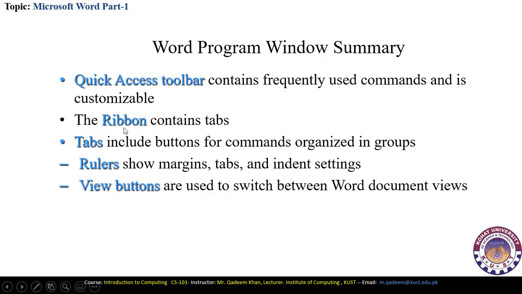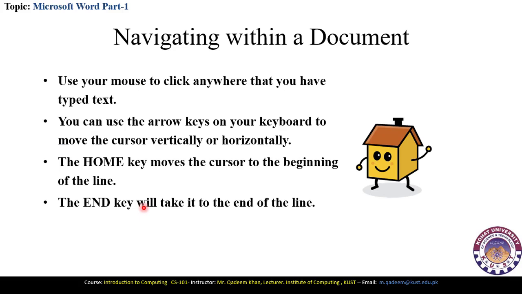The ribbon contains multiple tabs here. The tabs include different buttons for commands organized in particular groups. While the ruler shows the margins, tabs and indenting settings here. And also the view buttons are used to switch between Word document views. If you are using multiple documents, then the view buttons will provide you information about those documents, and you can switch into multiple views.